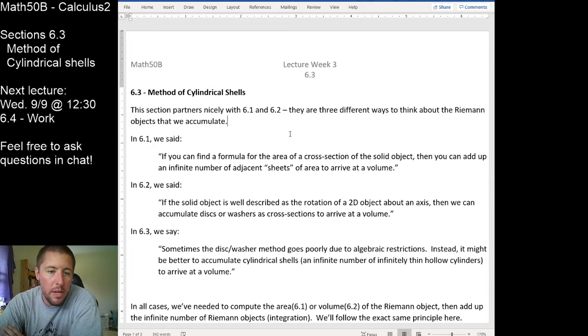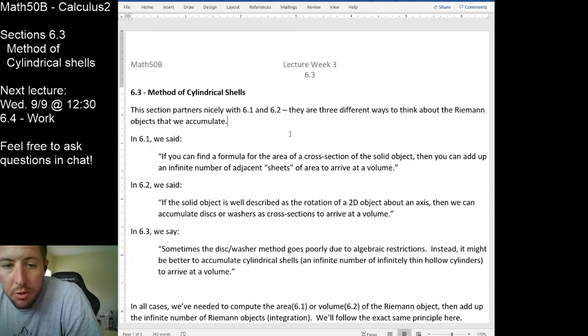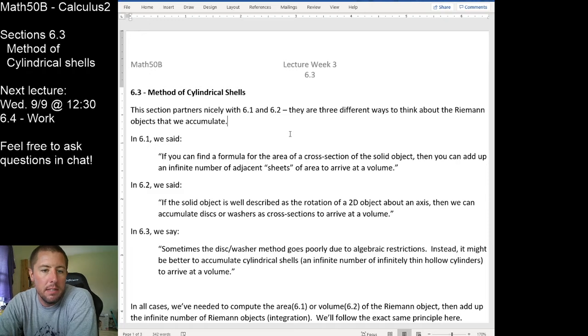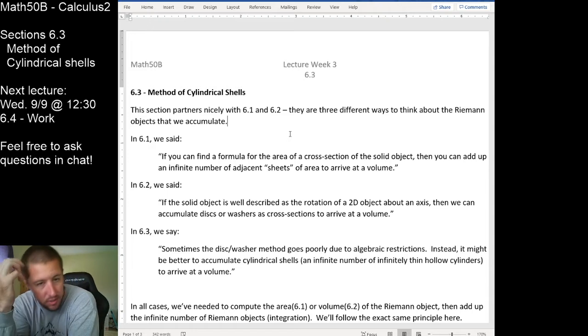In 6.2, we said there are other ways to do this. Sometimes finding cross-sectional areas is either difficult or impossible, so it's not something we can always do. In 6.2, we said if the solid object you're trying to find the volume of could be described as a 2D shape that's been rotated around some axis, then we can accumulate disks or washers as our pieces of cross section, and that will help us arrive at a volume. So in 6.2, our Riemann object was a disk or a washer that was infinitely thin, with a thickness of a dx or a dy.